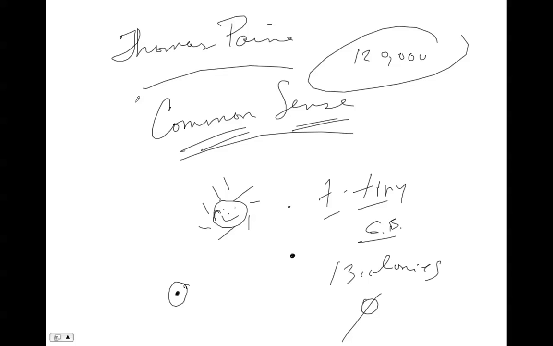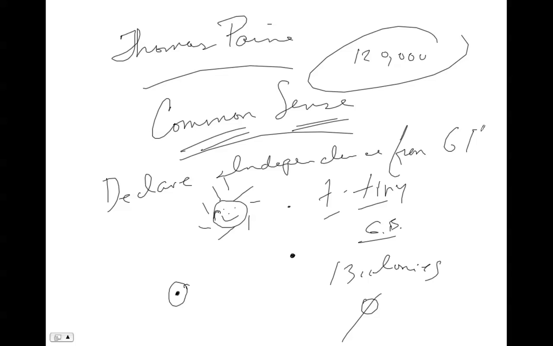And so this is what convinced people to actually declare independence from Great Britain. All right? And we will talk about the actual Declaration of Independence, one of my favorite things to talk about, in the next lecture, which I'll probably post tomorrow.